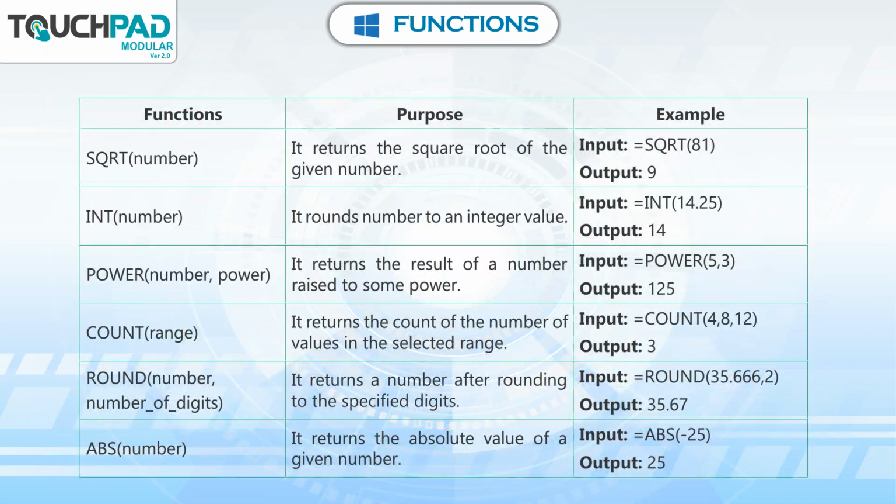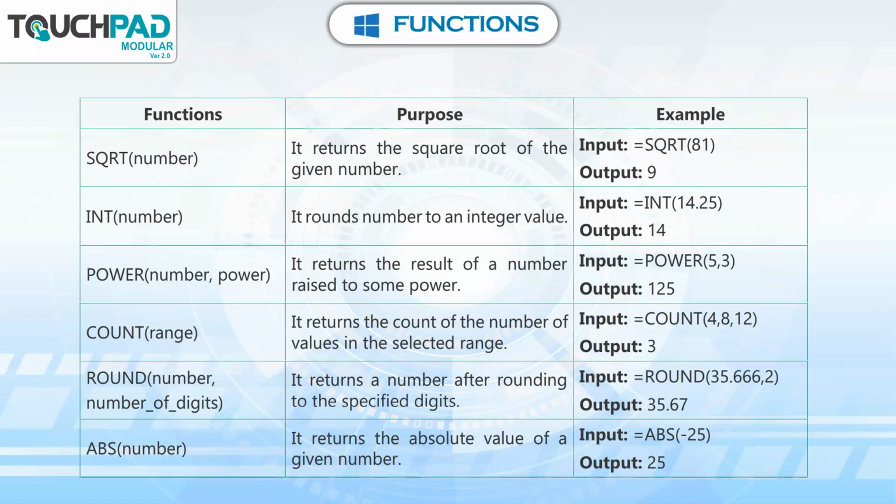SQRT, number. It returns the square root of the given number. Input: equals SQRT(81). Output: 9. INT, number. It rounds number to an integer value. Input: equals INT(14.25). Output: 14. Power, number, power. It returns the result of a number raised to some power. Input: equals POWER(5, 3).